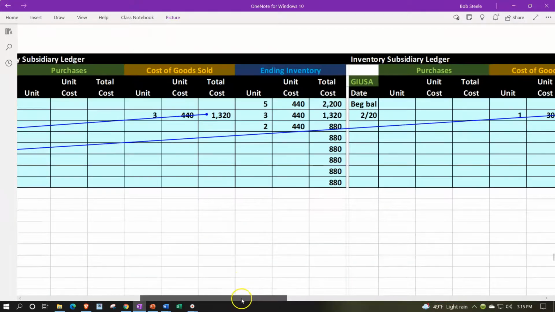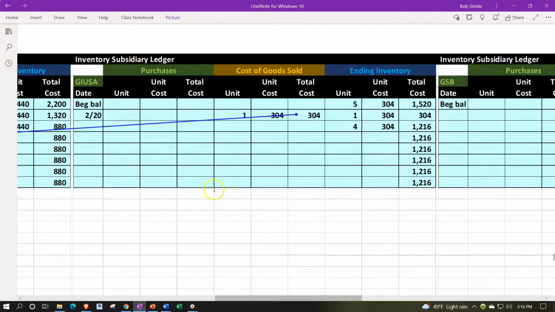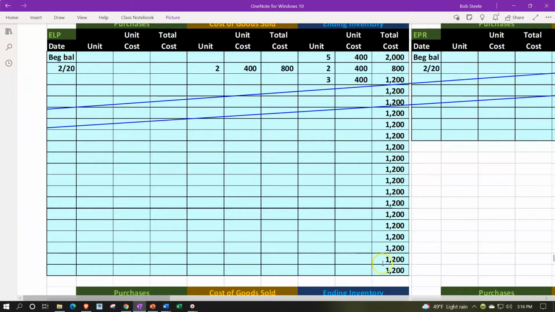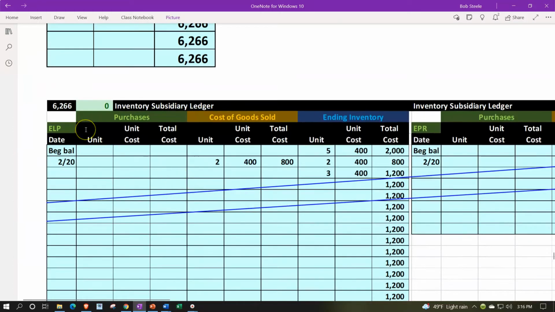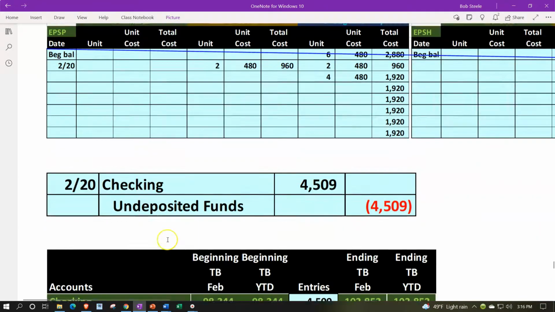The impact on the inventory subledger: we sold some of these items over here. We sold this thing, which was an ERP. We sold 3 of them. We had 5 minus 3 takes us 2 left at $440, so we've got $880 worth of them left. And then we sold one of these, a GI USA. We had 5, we sold 1 of them. We got 4 times 304, we got $1,216. If we then pick out all the items that we sold in the subledger and add up the totals that are left, we get to the $6,266.